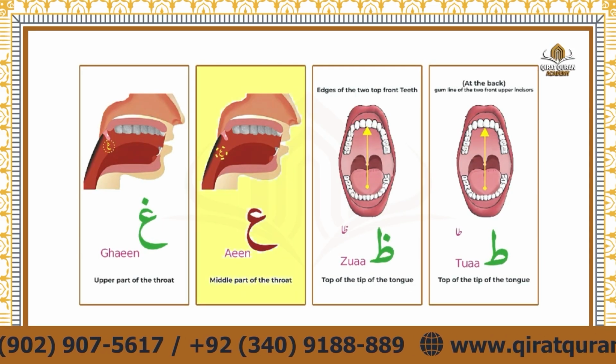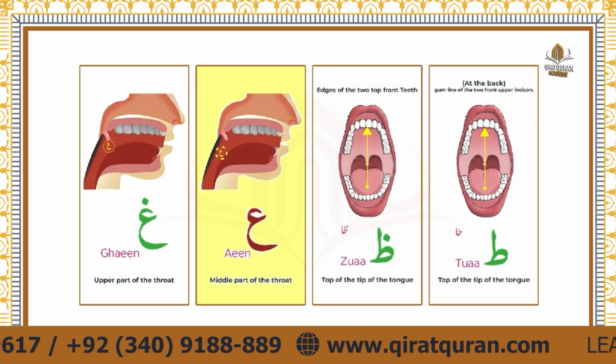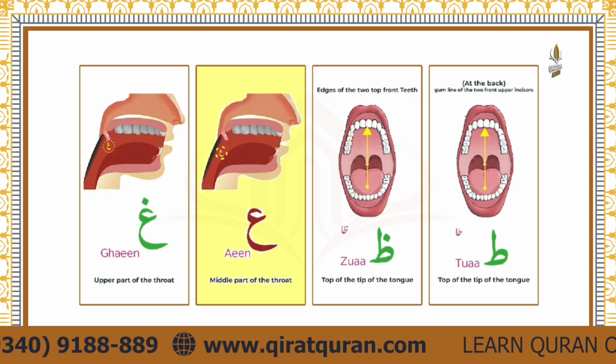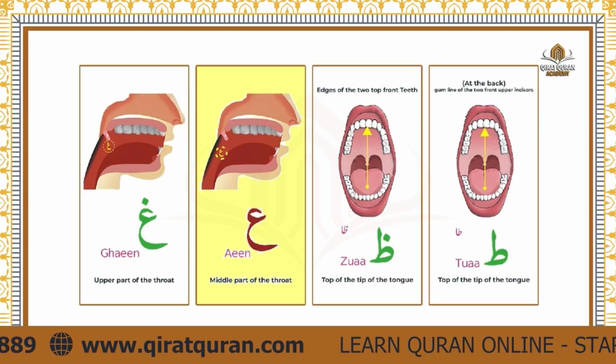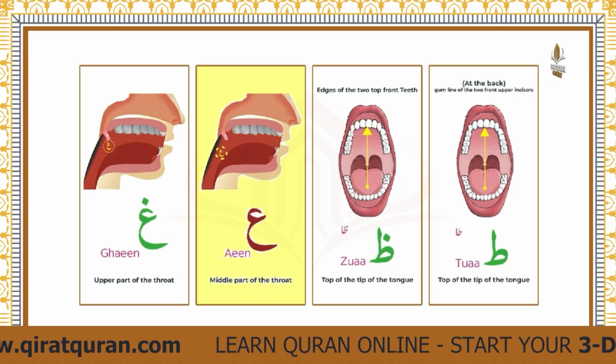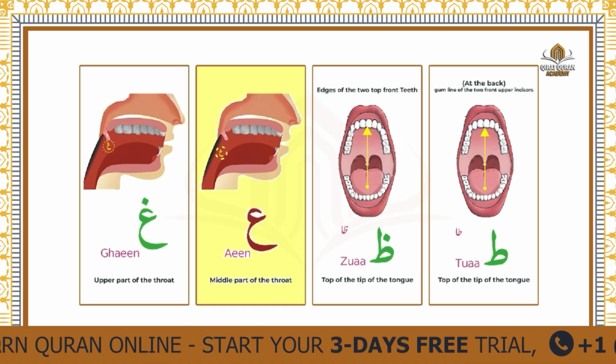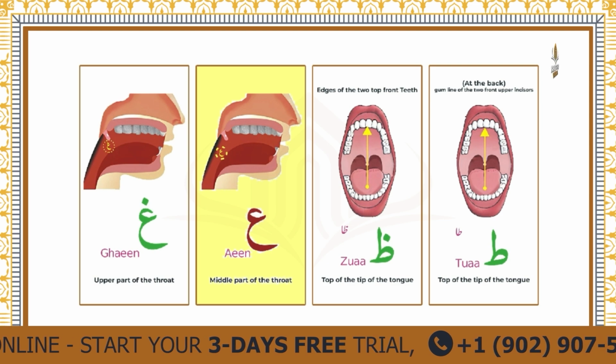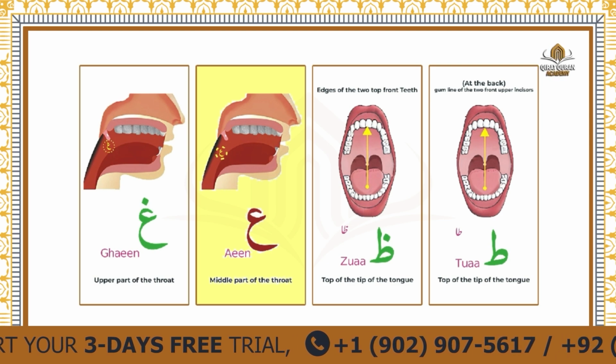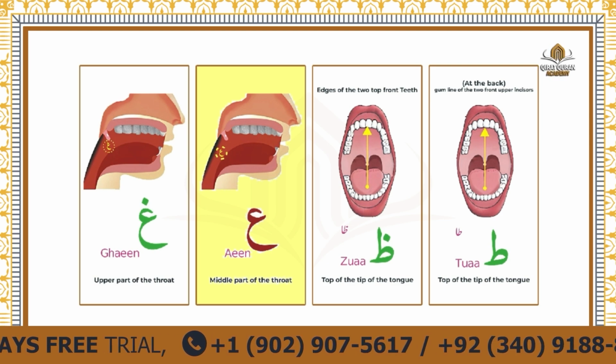The origin of this letter is the middle part of the throat. As I told you before, there are three parts of the throat. One is the upper part of the throat, then the middle part of the throat, and then the bottom part of the throat. So for pronouncing Ain, we have to use the middle part of the throat.